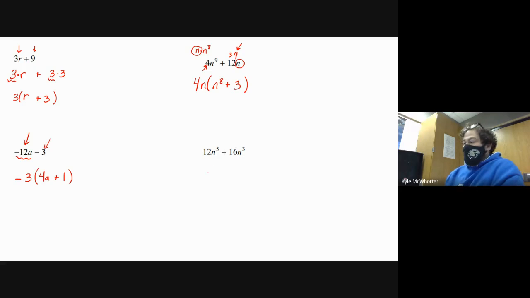And then if we look at this one here, 12 and 16. So what are the factors of 12? 12 is 3 times 4.